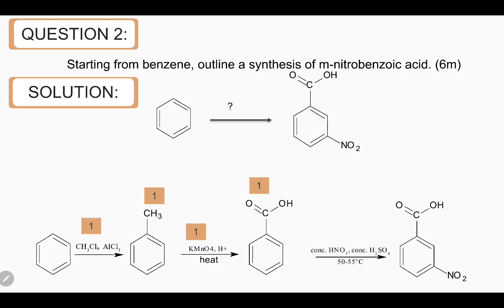So this is the answer. So you need to consider that to get meta-nitrobenzene, you must have a meta director before the nitration process, or in other words, to put the nitro group at the meta position, you must first have a meta director. So that is why in this process, the methyl group, which is an ortho-para director, has to be converted to a meta director. This is done by the oxidation process.